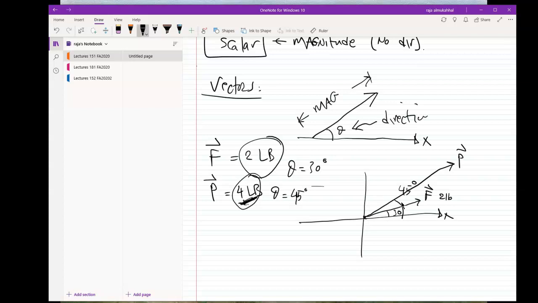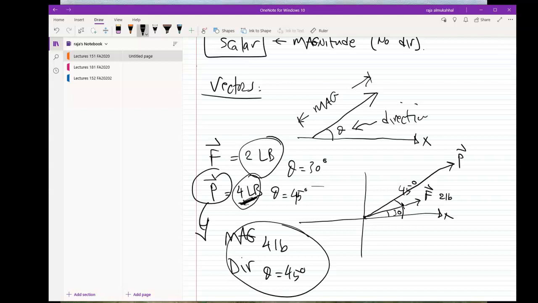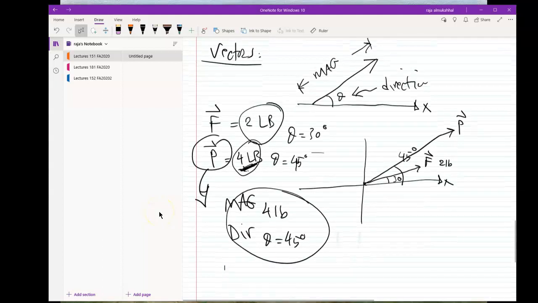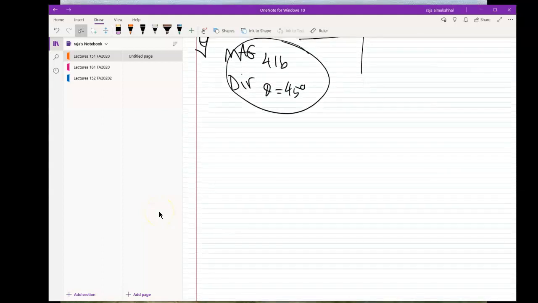You got it? So here, I'll talk about the P vector. The magnitude here, mag, is equal to 4 pounds. And the direction, let's call it dir, theta equals 45 degrees. And that's what makes it a vector: magnitude and direction. Okay? Good. Okay, let's do some math now. Now I want to represent it mathematically, or at least graphically for now.